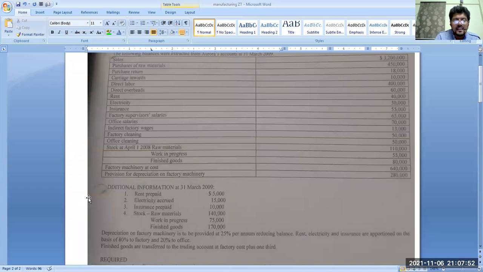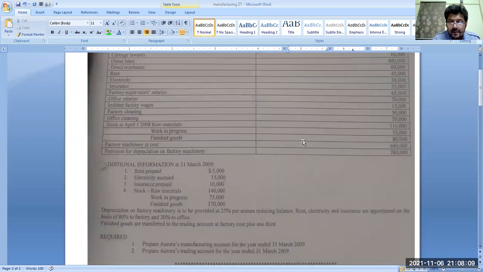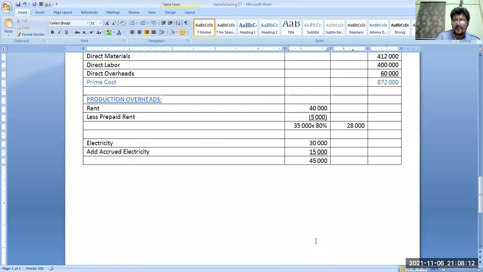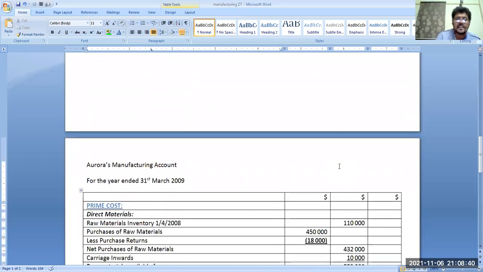How much? 15,000. That is 15,000. And total is 45,000. And again, I think electricity is also apportioned 80%. So what we have to do, we have to calculate 80%. So 45,000 multiplied by 80%. 36,000 is your electricity charges. Got it? Move. Next. After rent and electricity, we have insurance, 55,000, insurance prepaid 10,000.